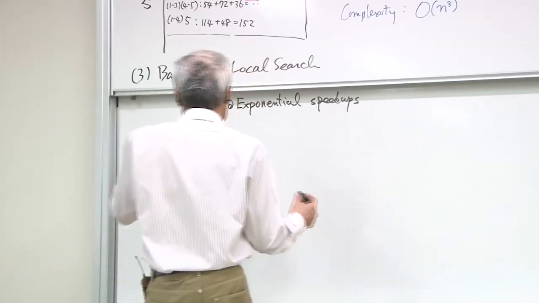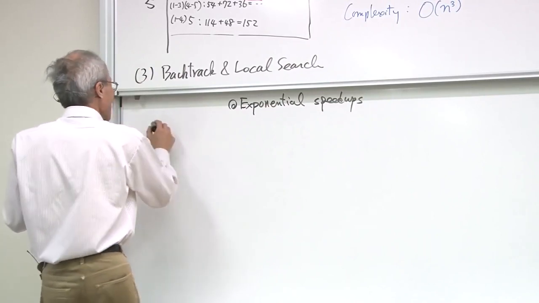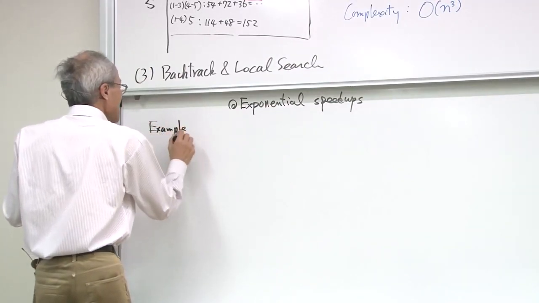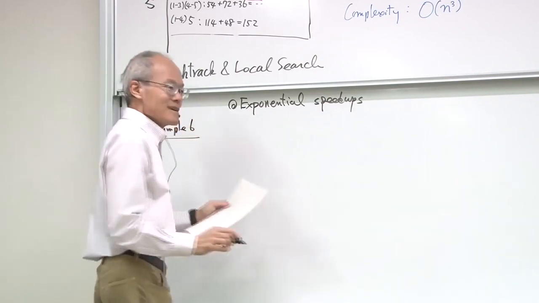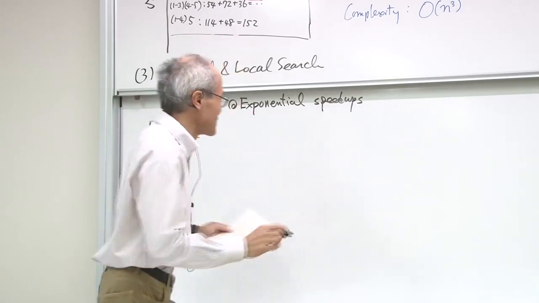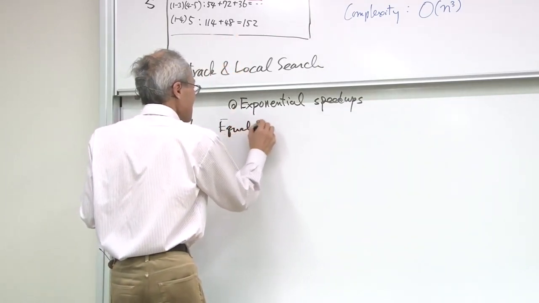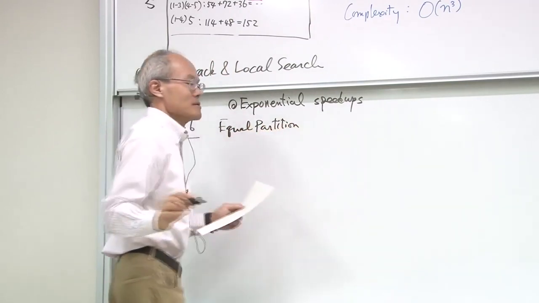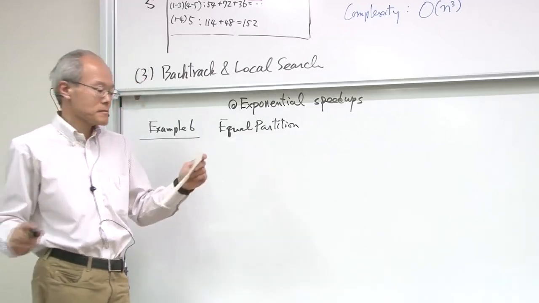So I'm going to use an example, number 6, that is the same as before. This is equal partition. So we revisit. We consider this problem again.